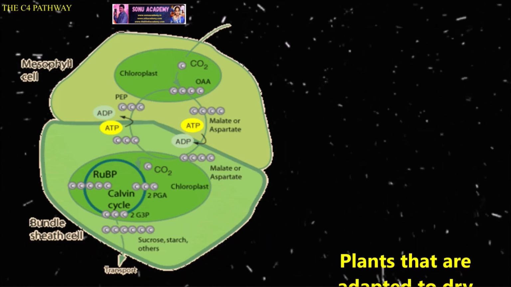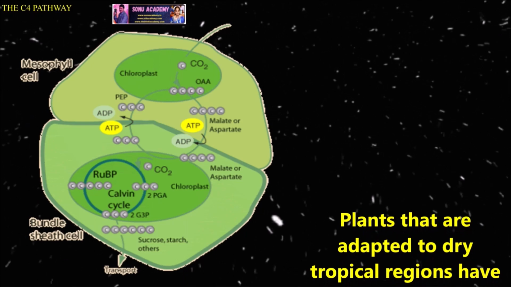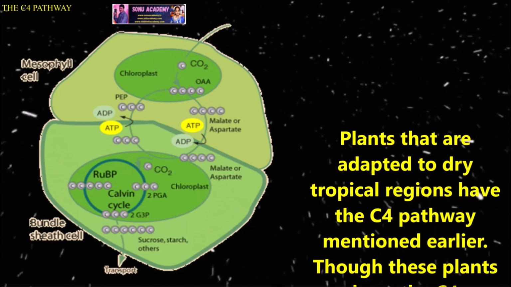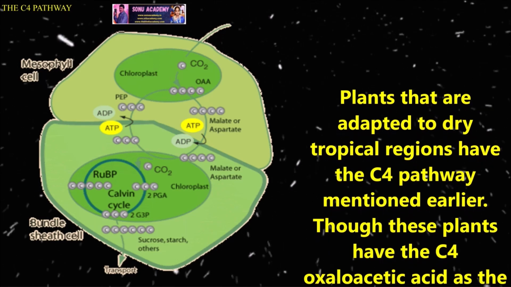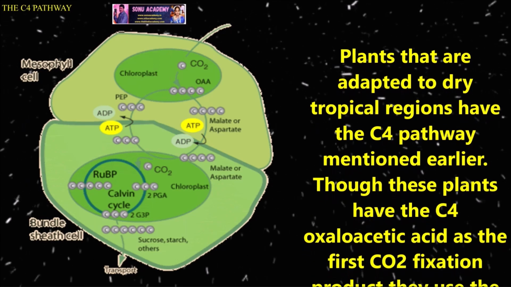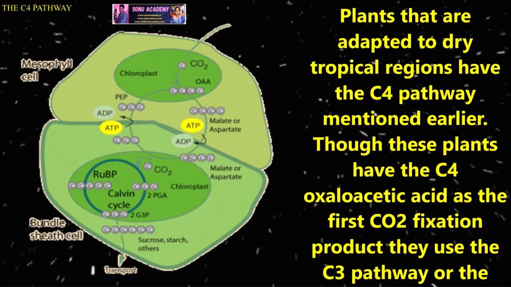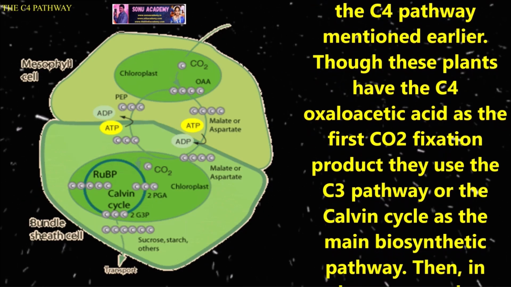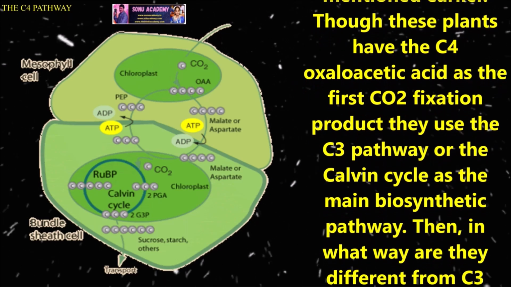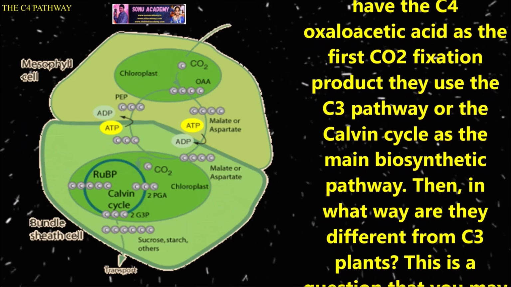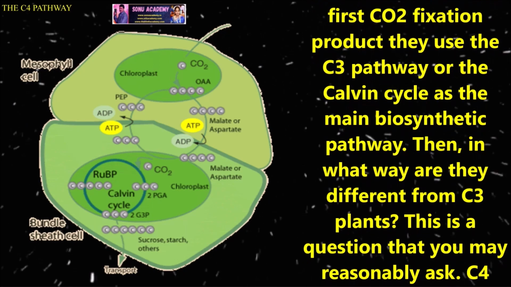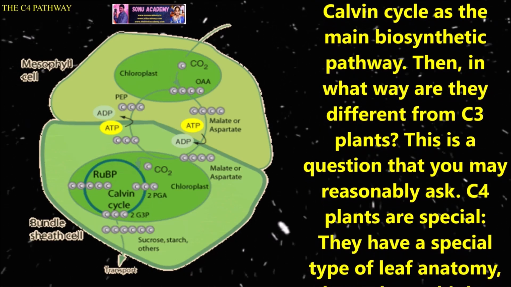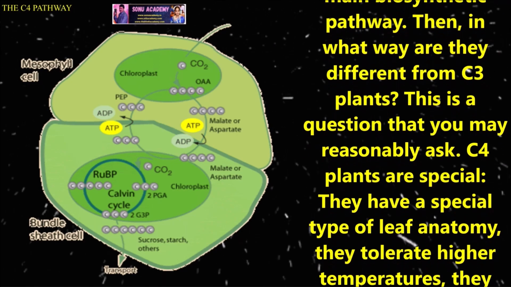Children, now let us discuss the C4 pathway. Plants that are adapted to dry tropical regions have the C4 pathway mentioned earlier. Though these plants have oxaloacetic acid as the first CO2 fixation product, they use the C3 pathway or the Calvin cycle as the main biosynthetic pathway. Then, in what way are they different from C3 plants? This is a question that you may also reasonably ask.